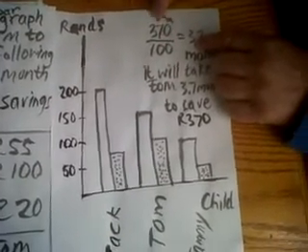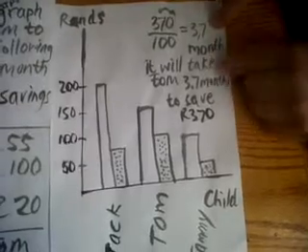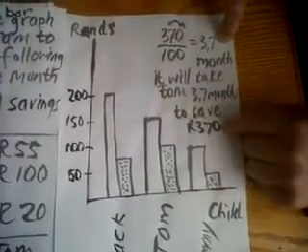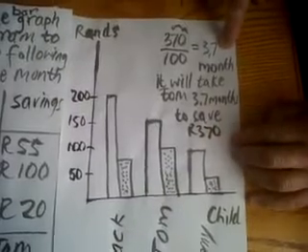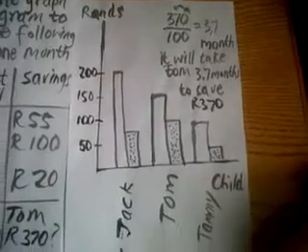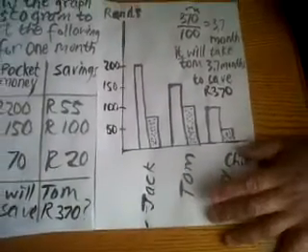That's 2 places, 2 movements, 3,7 months. So you say it'll take him 3,7 months to save 370 rand. But you write it out so that you can get your 2 marks for your answer. Is that clear? Right, how many minutes?